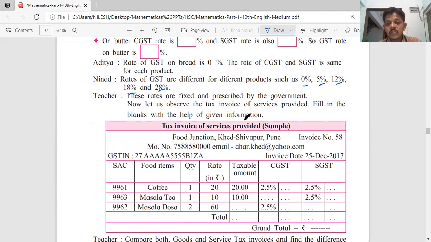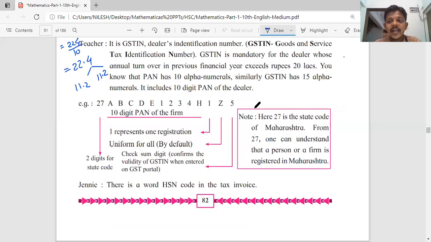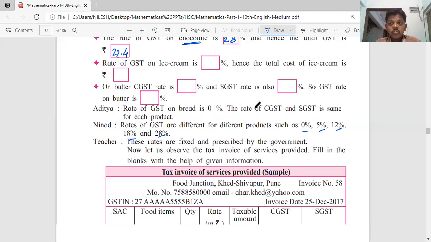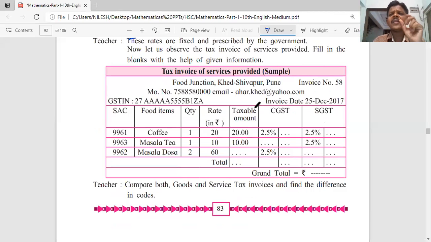Now let us observe the tax invoice of a service. This was goods. Yesterday I explained the difference between goods and services. Good is the thing which we purchase, jo cheez hum leke aate, anything in the form of a product is a good, and anything offered as a service is a service.